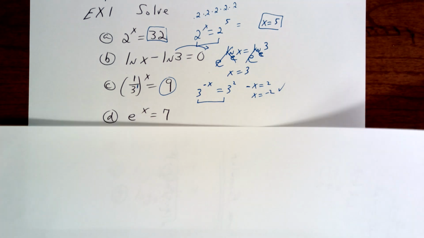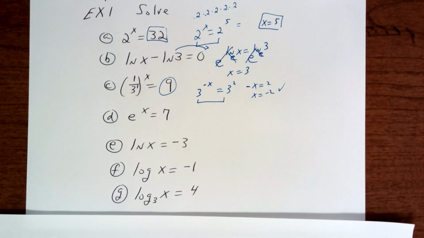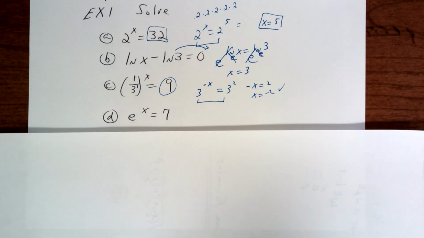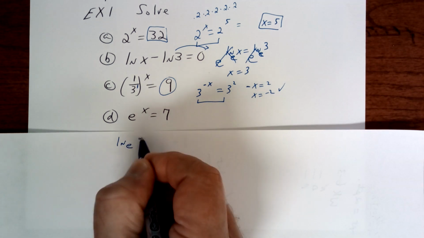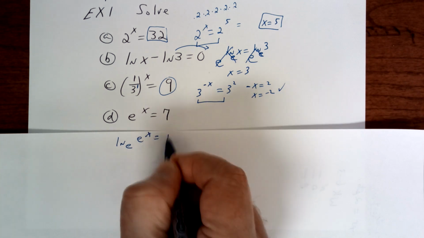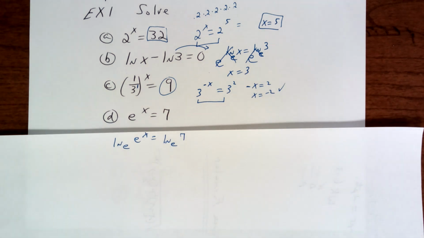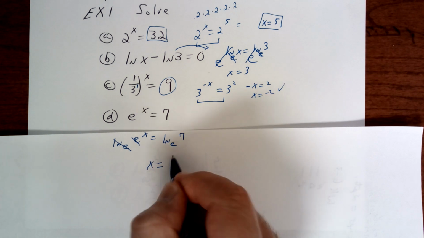All right, let's take a look at this right here. This one right here, we're going to raise it. It's exponential, okay? So what we're going to do is raise it, both sides, to the natural log of e. Natural log of e. Okay? Now, what happens here is this cancels. So you get x equals the natural log of 7. And then you use your calculator.